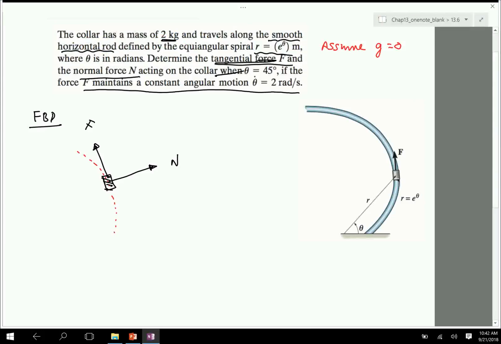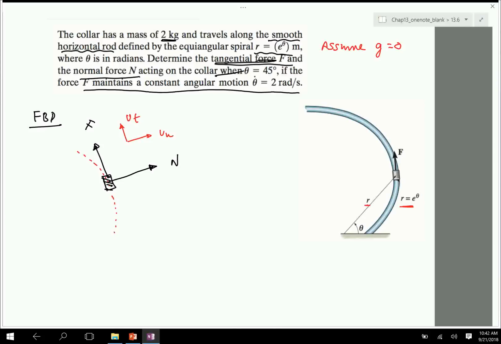Now here's the thing which is sort of hard about this particular problem. The forces F and N are along UT and UN. Okay, this is UT, UN. However, you're given the curve in polar coordinates. So F and N are in UT, UN, while the curve is given in r theta.